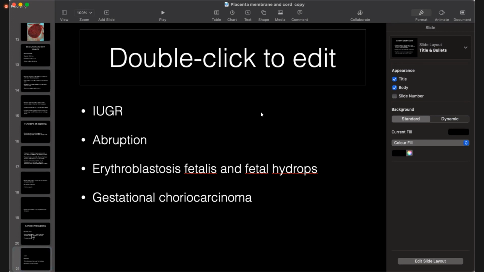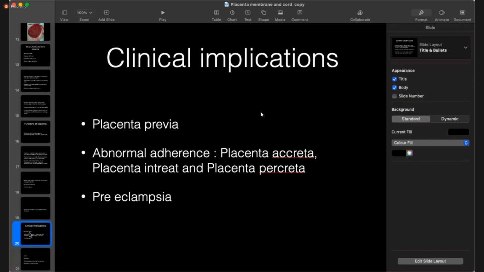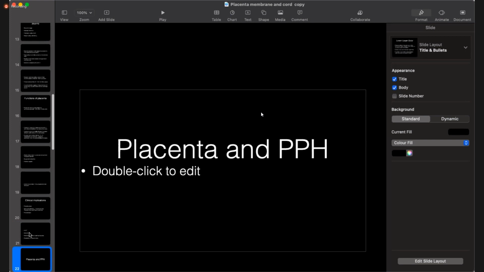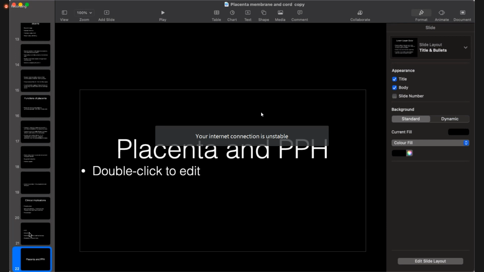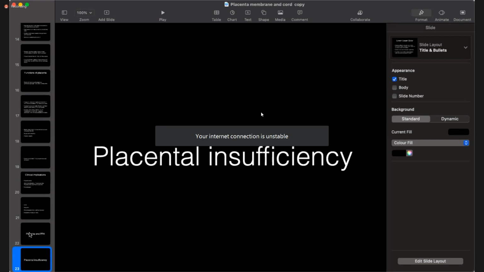And sometimes gestational choriocarcinoma is also a very rare disease, a choriocarcinoma that occurs in the placenta. As I said, placenta is implicated in PPH. If you don't remove the placenta completely after the delivery, a small cotyledon or a membrane inside the cavity will lead to heavy bleeding, including postpartum hemorrhage.